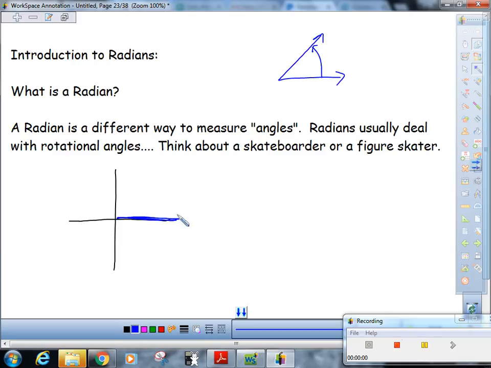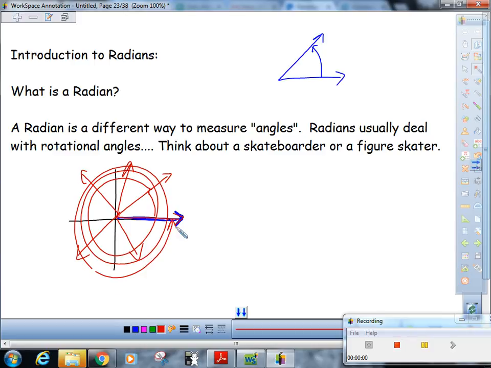So here's what they usually do. They set what's called the initial side on the positive x-axis, and then think about it like a clock. We can just keep rotating around and around and around. It's just going around in circles.